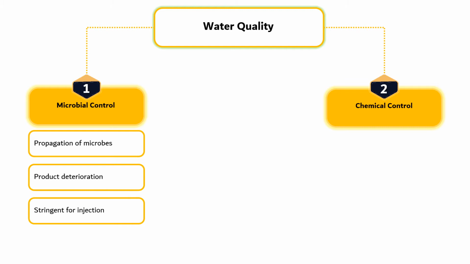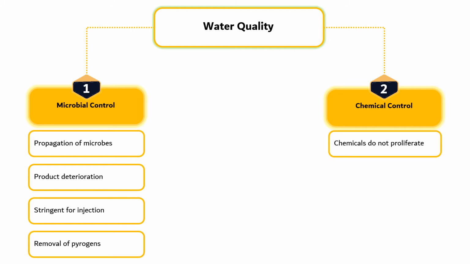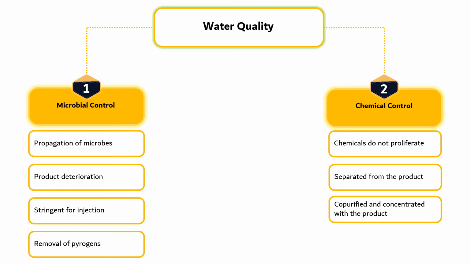Unlike microbial cells, chemicals in water do not proliferate. However, a minute component can cause a major lowering in product quality. Any contaminating chemical can have three possible fates. First, it can be separated from the product. Second, it can be co-purified and concentrated with the product. And third, it can be unaffected by the recovery.